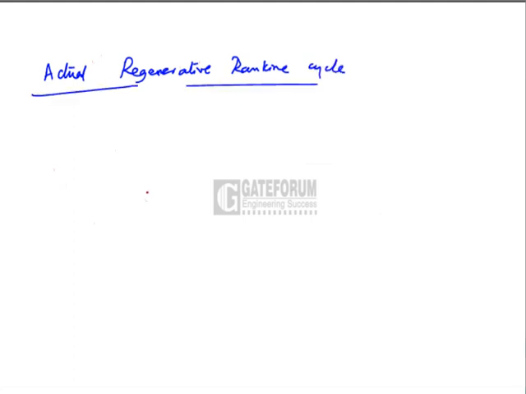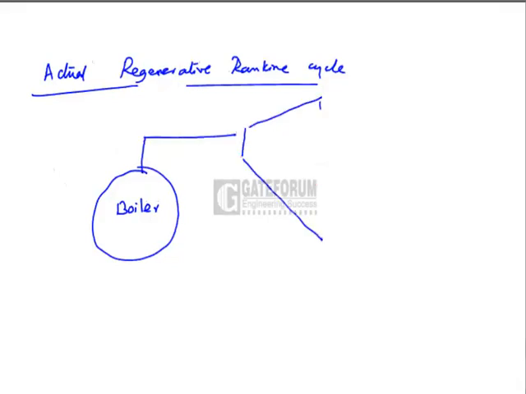Let us see now the actual regenerative Rankine cycle, or practical regenerative Rankine cycle. The flow diagram can be seen as follows. The high pressure, high temperature superheated steam generated in the boiler enters the turbine.